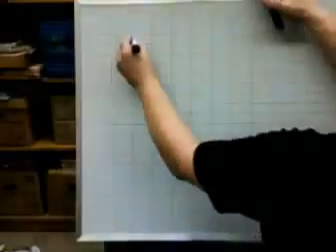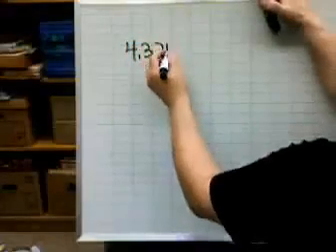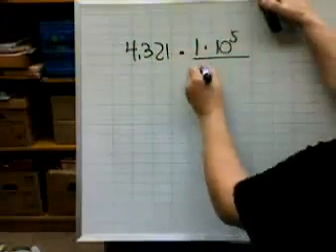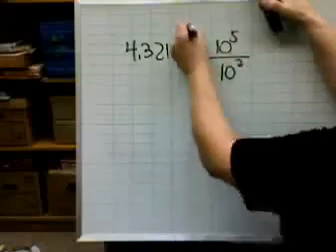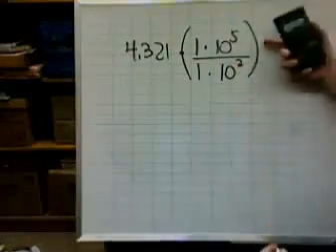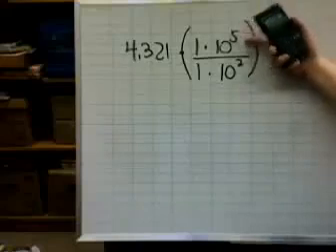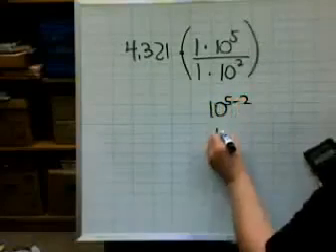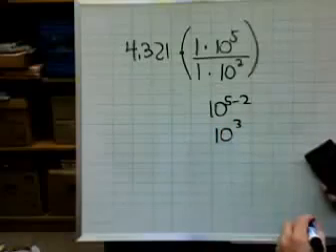Then we've got 4.321 times 1 times 10 to the 5 over 1 times 10 to the 2. And these are in here to reinforce. If you did this by hand, you would say this is 10 to the 5 divided by 10 to the 2, so that's 10 to the 5 minus 2. You would predict an answer 10 to the third.